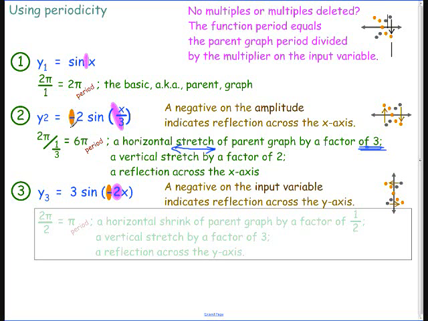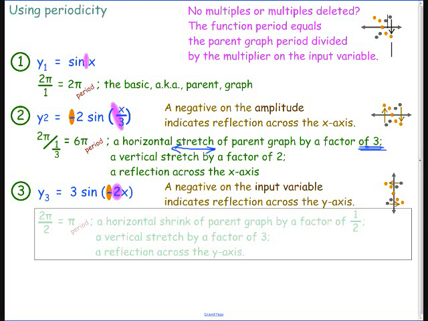The other thing that's happened here, I didn't speak about it, but we have a negative on the amplitude, which causes this to reflect across the x-axis. So sine, which would have been going like this, reflects and now still crosses at exactly the same place, but its valley becomes a peak and its peak becomes a valley.